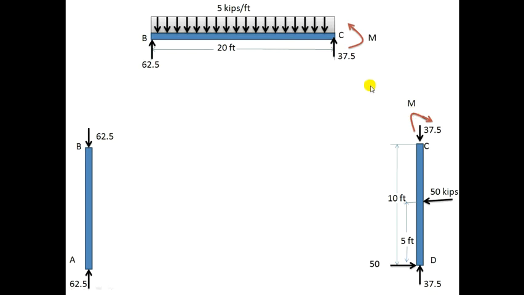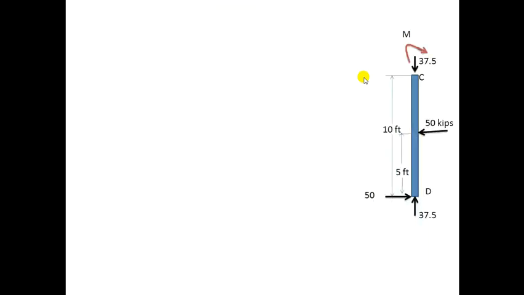This is clockwise and this is counterclockwise transferred. As the 37.5 is transferred, by the same method the moment will also be transferred. Now how will we find out this moment? We can find this moment by taking the moment about point D for this member, taking the clockwise moment as negative and the counterclockwise moment as positive.